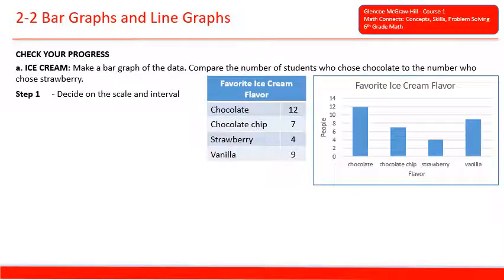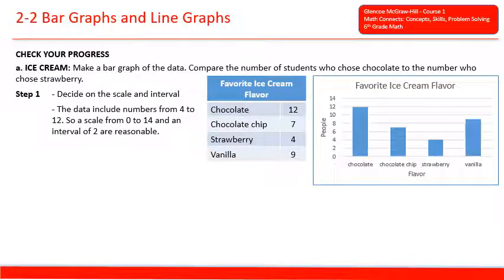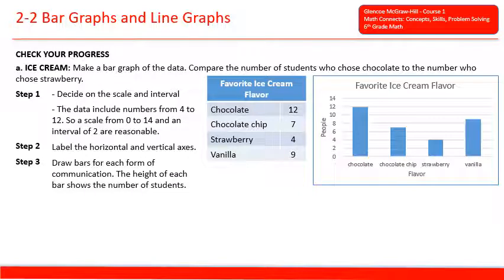Decide on the scale and interval. So the data include numbers from 4 to 12. So we're going to go 0 to 14 with intervals of 2, just like the last one. Step 2, label the horizontal and vertical axis. So we have people on the vertical axis, and on the horizontal we have flavor. Step 3, draw bars for each flavor. The height of each bar shows the number of students.